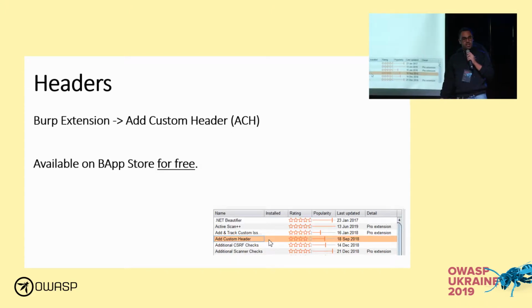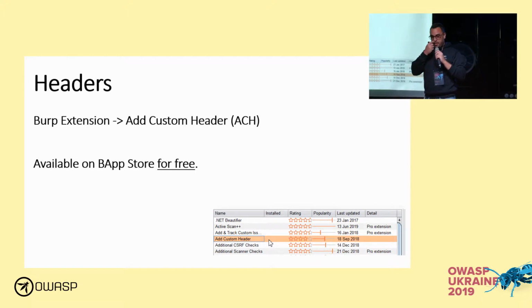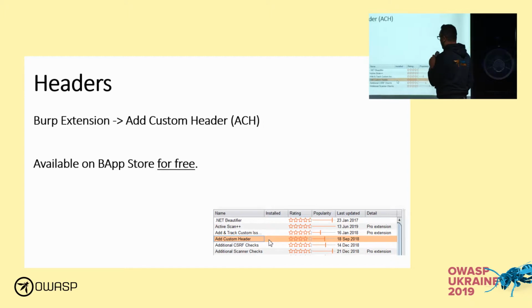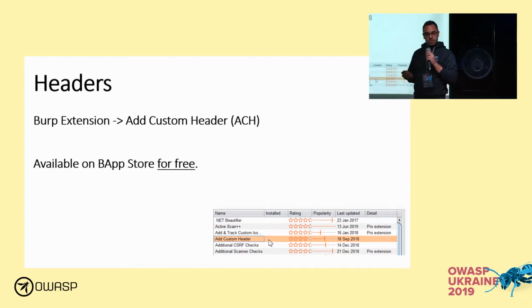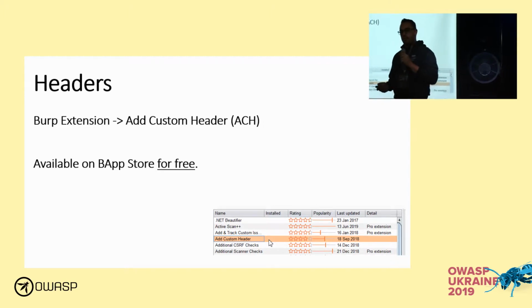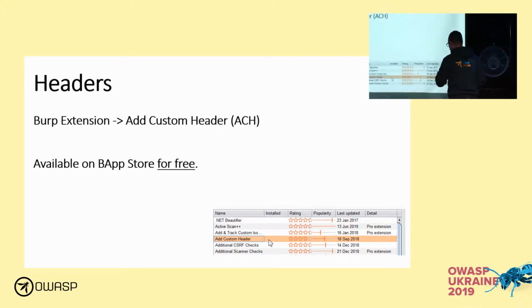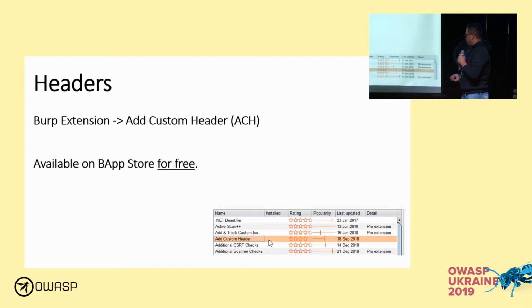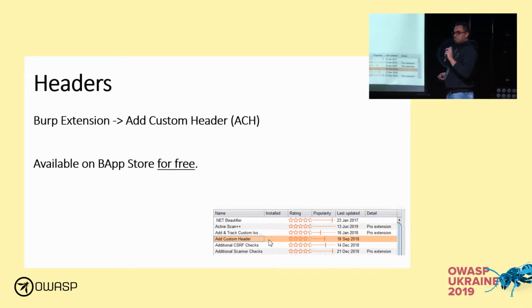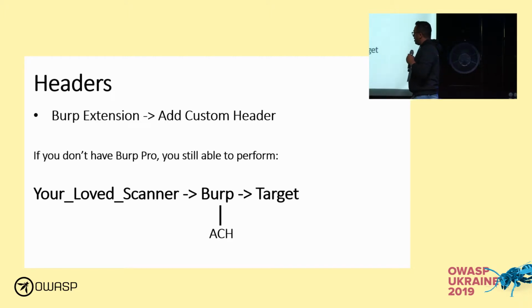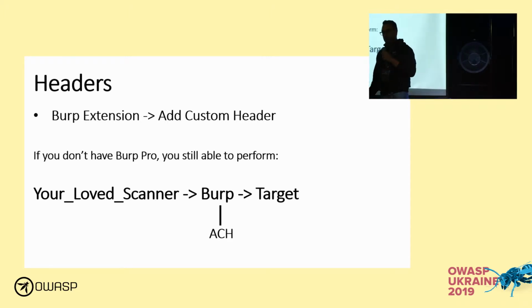There is an extension in the App Store, the store for Burp extensions. It's free, the best option. You don't need to have Burp Pro to have this extension. You can download it from the Burp store. It's a new one, called Add Custom Headers. You just need to install it. Basically, it's going to work like that.